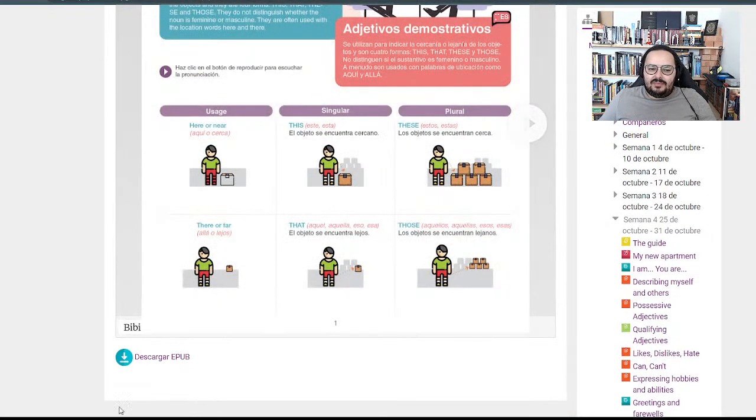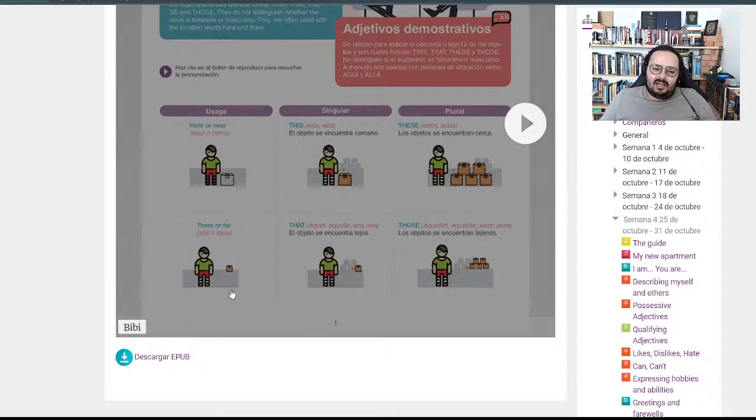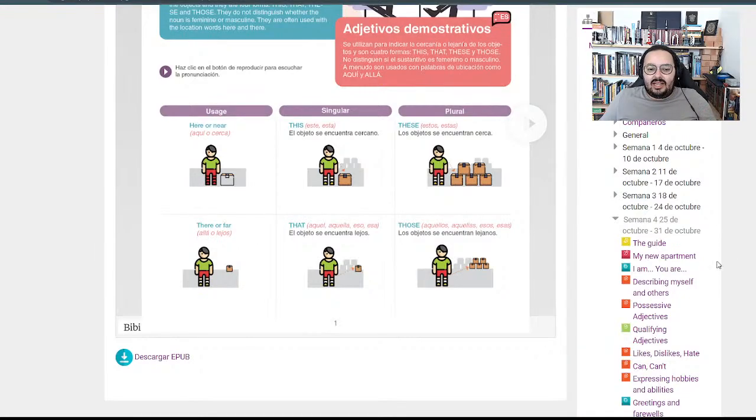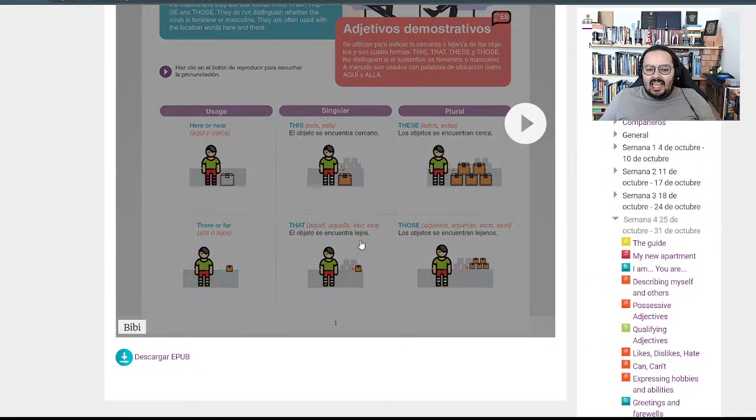There or far, it is used to talk about something that is quite far. That and those. There or far, that and those se utiliza para hablar de algo que está lejos. There or far es solamente decir allá o lejos. That, aquel, aquella, eso, esa. Those, aquellos, aquellas, esos, esas.